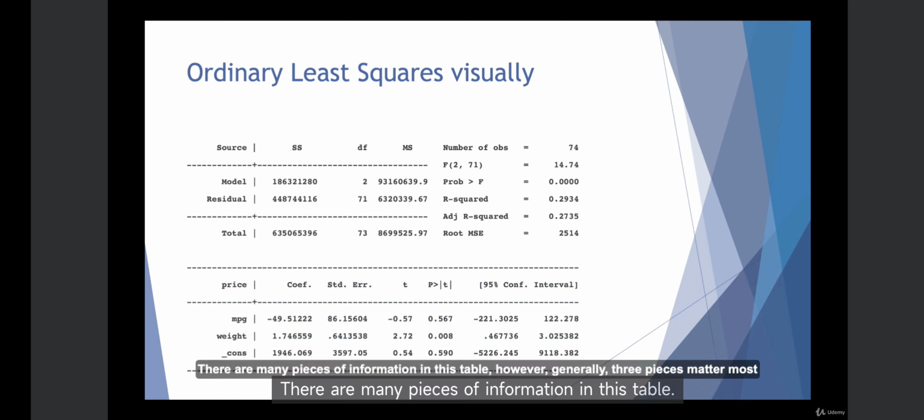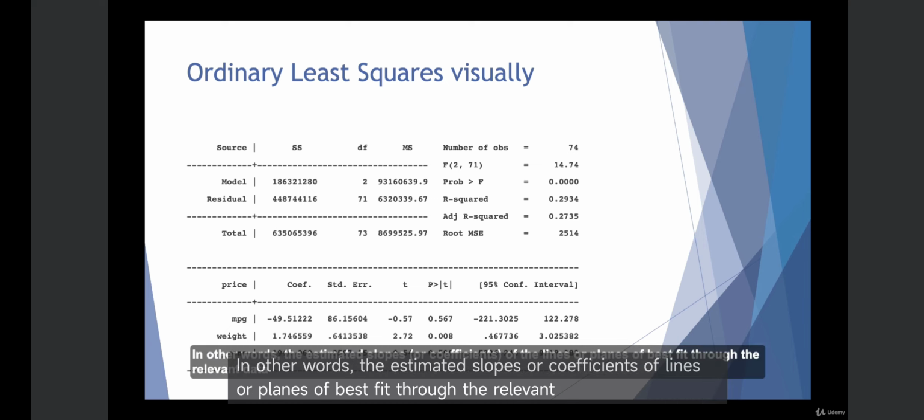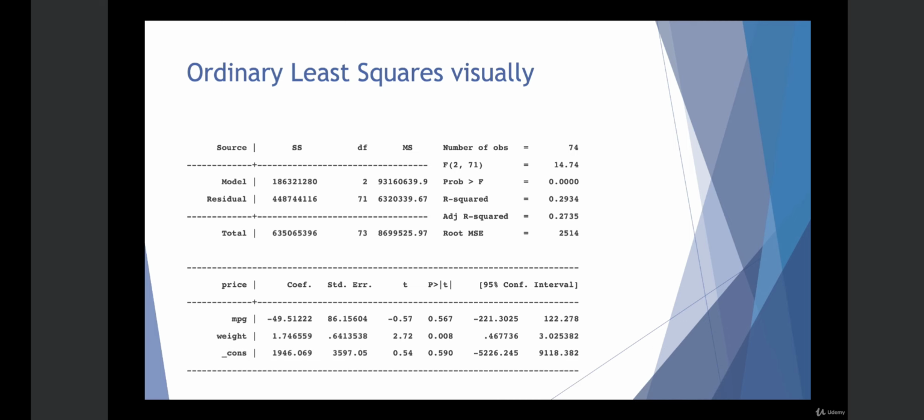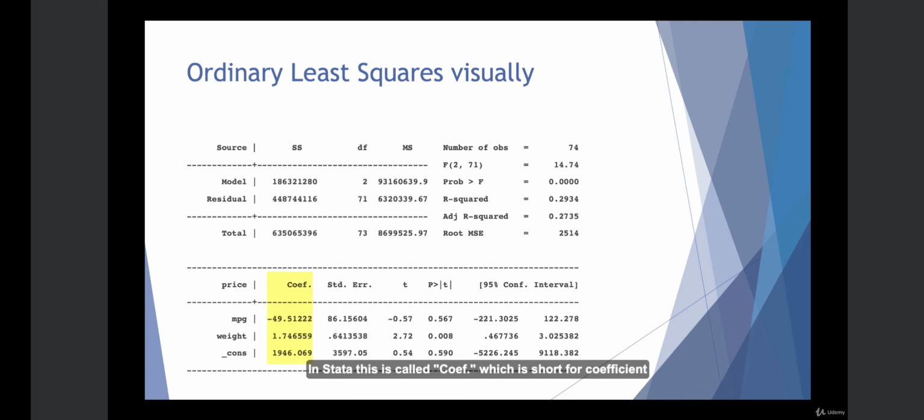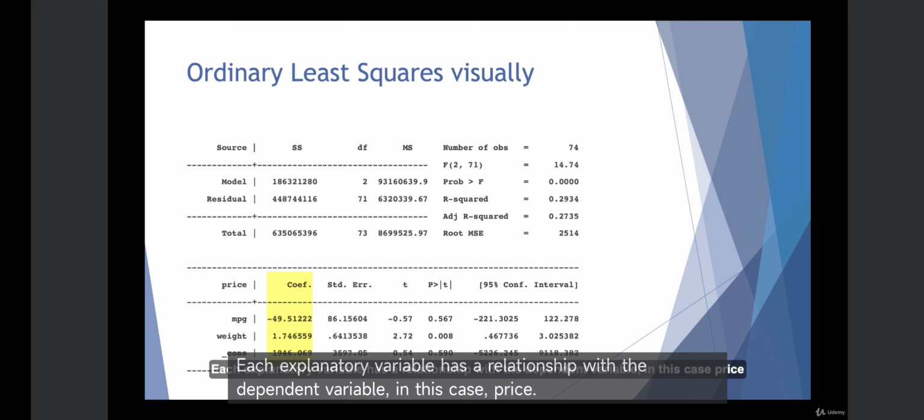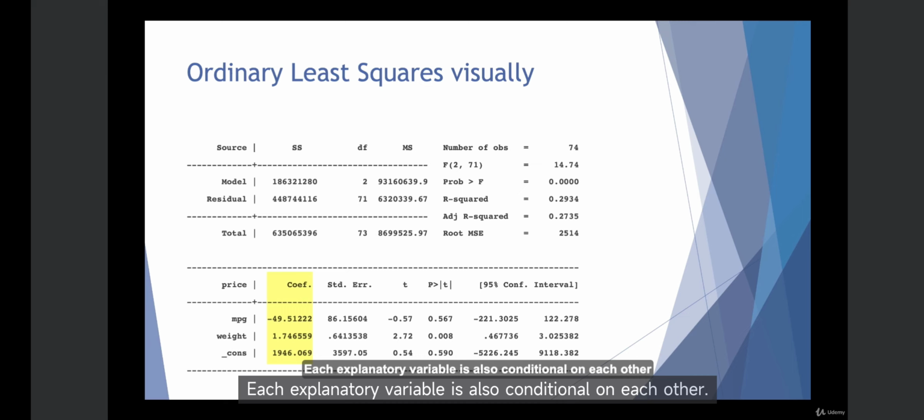There are many pieces of information in this table. However, generally, 3 pieces matter most. The first is the actual parameter estimates. In other words, the estimated slopes or coefficients of lines or planes of best fit through the relevant data. In Stata, this is called coef, which is short for coefficient. Each explanatory variable has a relationship with the dependent variable, in this case, price. Each explanatory variable is also conditional on each other.